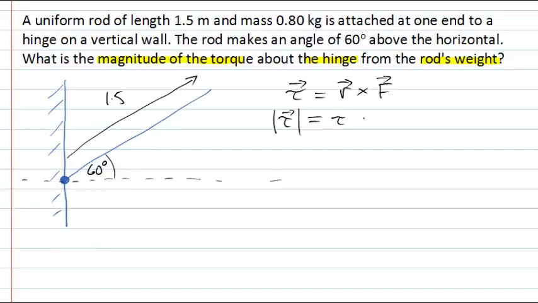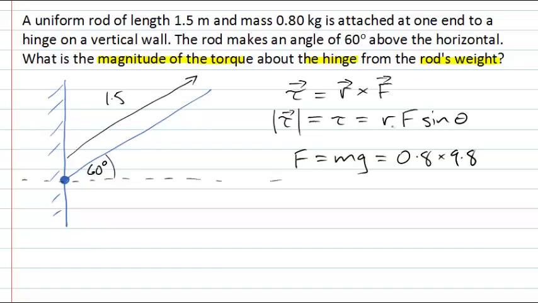So we can just write that as tau, and the magnitude of a vector cross product is given by the magnitude of each of the vectors, so r times F, and the sine of the angle between those two vectors. Now, some of this information we already have quite directly from our question. For example, we know that the force that we're being asked to consider here, causing the torque, is the weight of the rod, and that will be mg, where m is the mass of the rod, which we know is 0.8, multiplied by 9.8, the acceleration due to gravity.